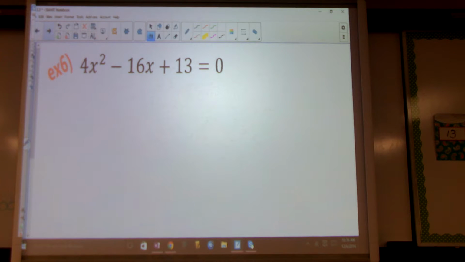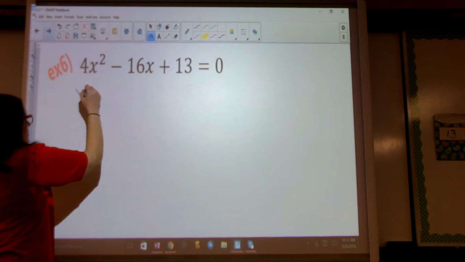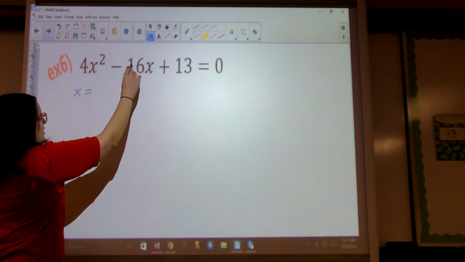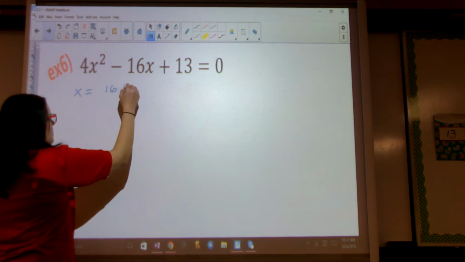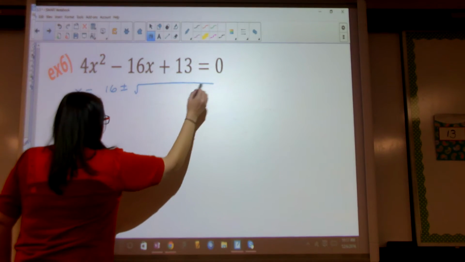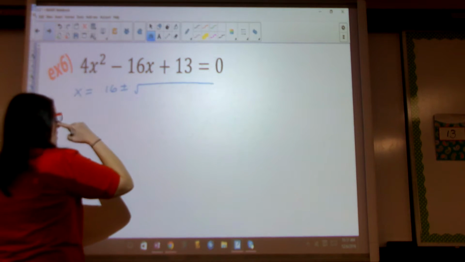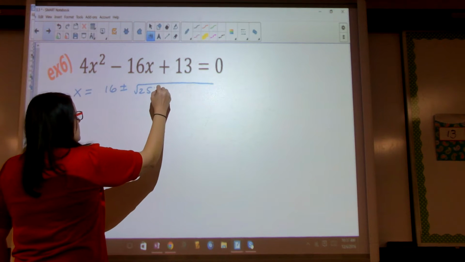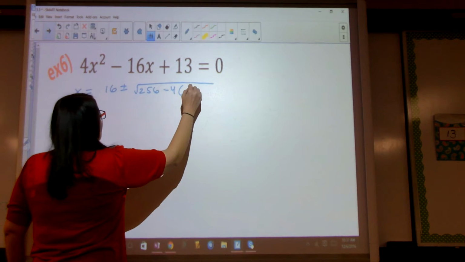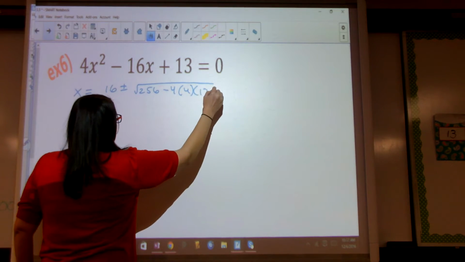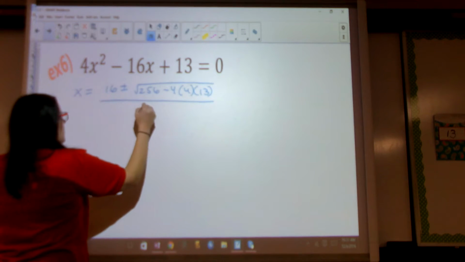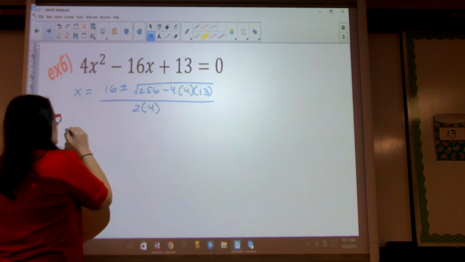Oh, I thought I had one more. Well, let's do another one. Just going to jump right in. Negative 16 plus or minus, what do we get for 16 squared? 256 minus 4 times A times C. So all divided by 2A.